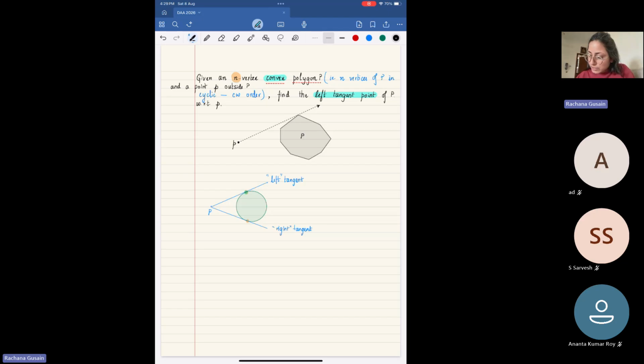That's the left tangent line. And the point where it touches the polygon is the left tangent point. This point is the left tangent. So I want to find this point.